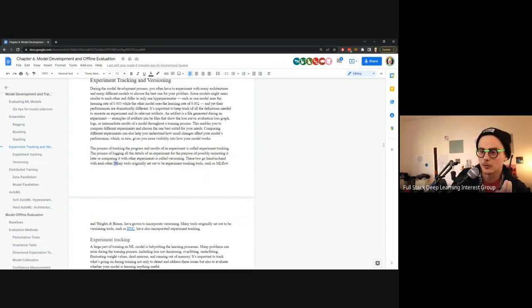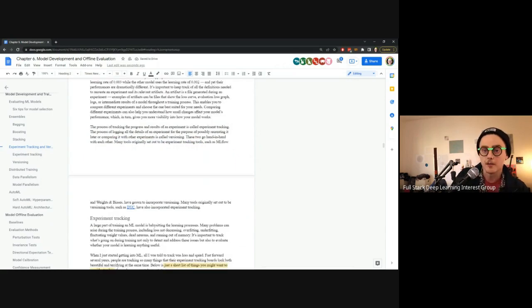So, as Chip points out, many tools that originally set out to be experiment tracking tools, like MLflow and Weights and Biases, where I previously worked, have added versioning for data sets and models to their toolkit. And then DVC, data version control, started off as a versioning tool, but now also does experiment tracking. So you can basically version the results of your experiments.